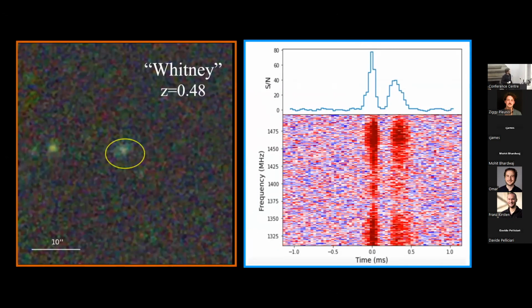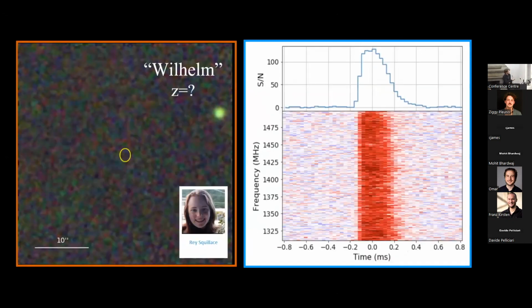Here's Zach, Whitney. Wilhelm is interesting. One of our summer undergraduate researchers, Ray Squatche, called this Wilhelm after the Wilhelm scream. It was like 300 sigma when we detected it. You can see it saturates at the top. And interestingly enough, despite having a kind of moderate extragalactic DM, there's no host, at least in Pan-STARRS.